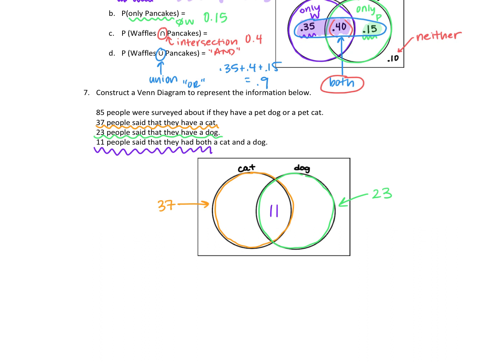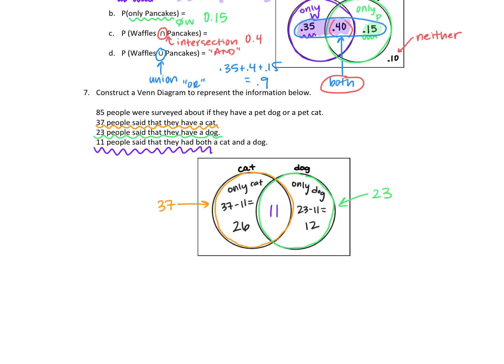Once I have this 11, I can go back to the other parts of these circles and fill in the information. For the people that only had a cat, I know that 37 people have a cat. If 11 of them also have a dog, I can find how many only have a cat by taking the total, 37 minus 11, which gives me 26. Similarly, for the dog, 23 people have a dog and 11 of them also have a cat, so the people who only have a dog must be the difference: 23 minus 11, which gives me 12.